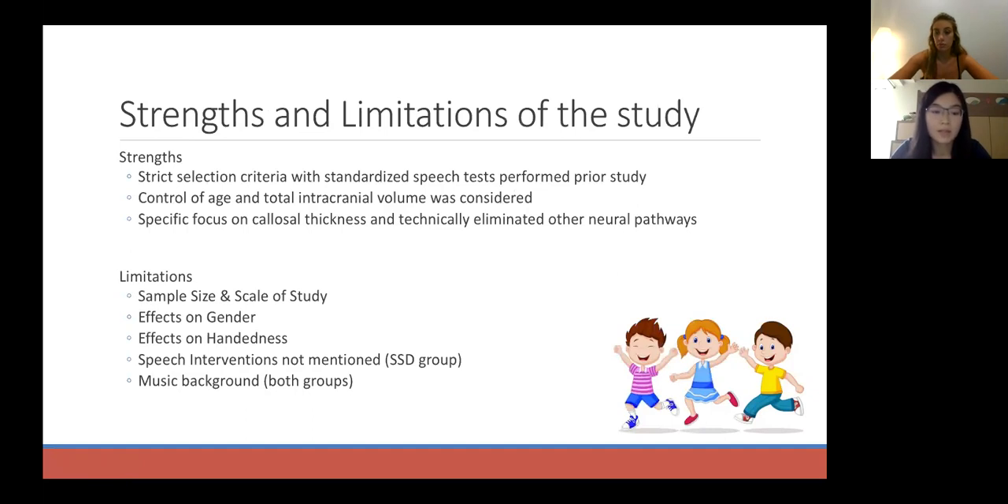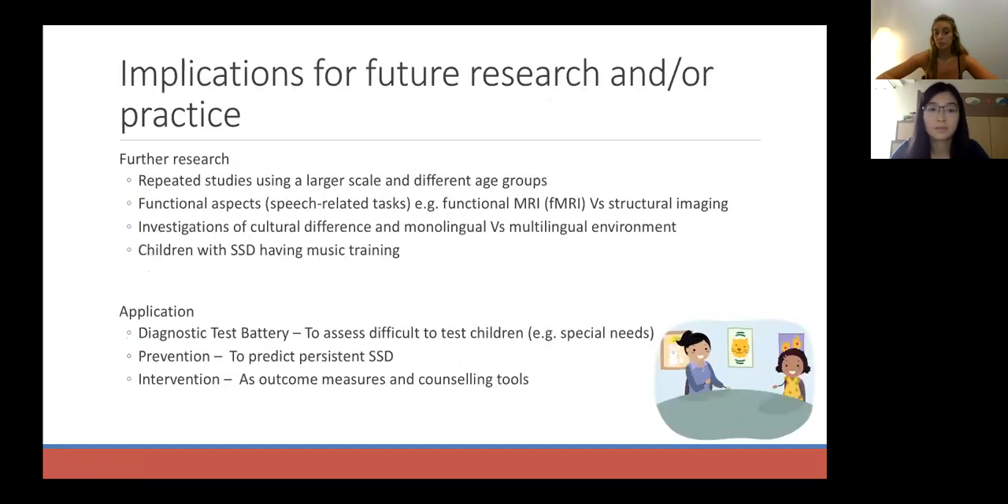Recent studies also show that people with music training have better interhemispheric connectivity, and this study did not investigate whether the children had any music background or music training. Therefore, further research could be repeated on a larger scale with more participants and also different age groups, apart from just 9 to 11 years old.